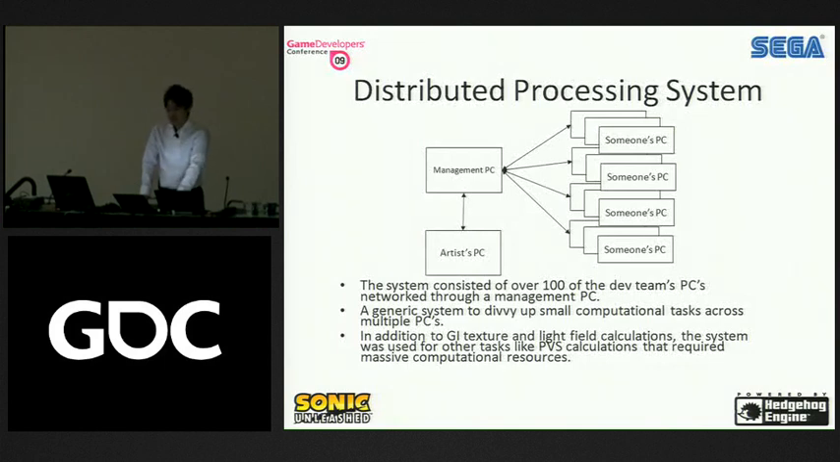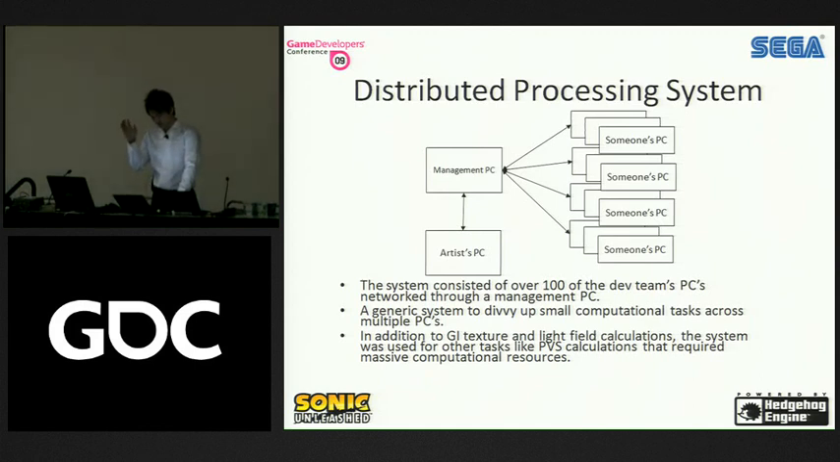So if it's going to take a lot of time computing, then perhaps we should just distribute the computing. So we decided to try a distributed processing system. You can see on the picture, on the bottom left, the artist PC. That is connected to the management PC. And then it says someone's PC. Those are other developers. So these are all connected like this. And then we provide them these types of calculation resources.